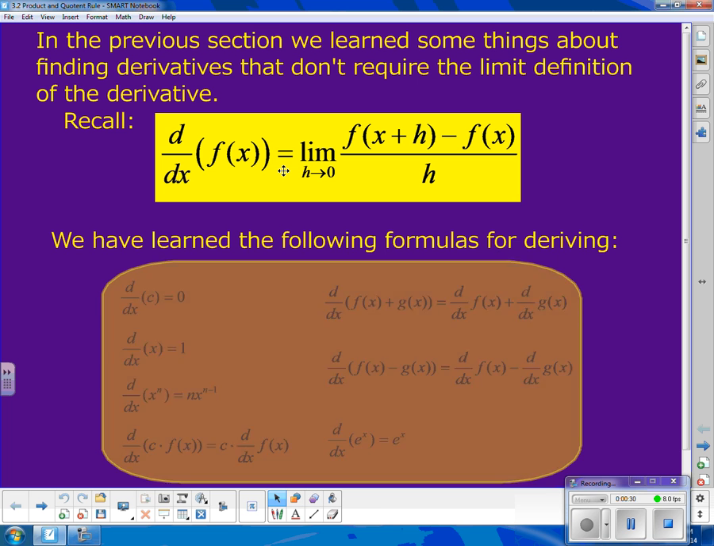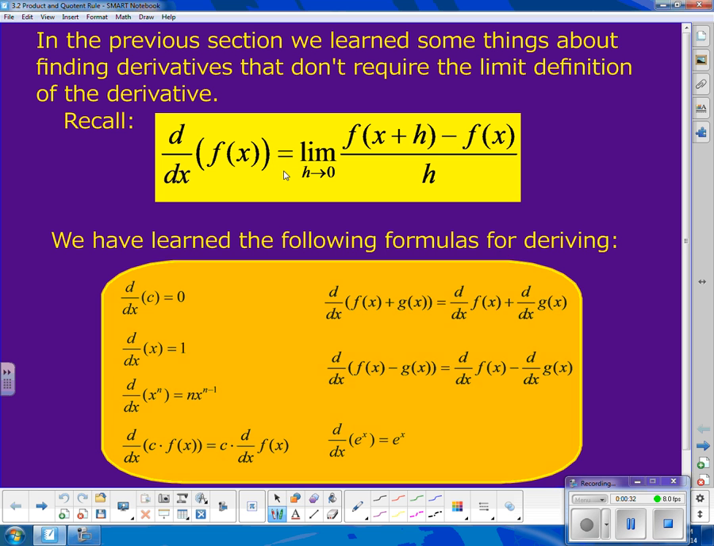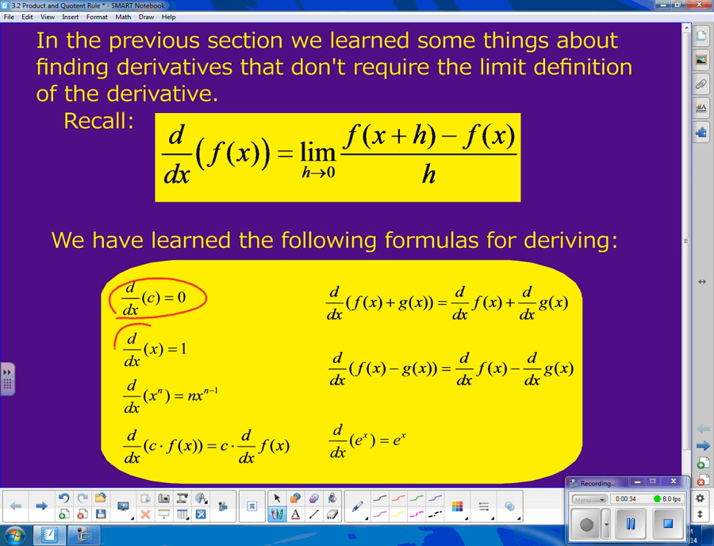And some of the things we learned were formulas for deriving. And those formulas: the derivative of a constant is 0. The derivative of x is 1. A biggie right here, the derivative of x to the n is n x to the n minus 1, which is known as the power rule.